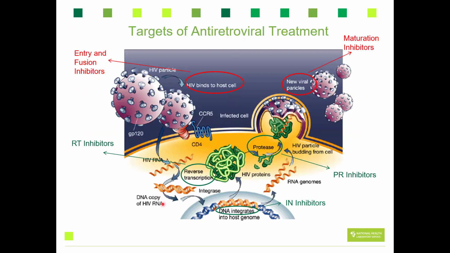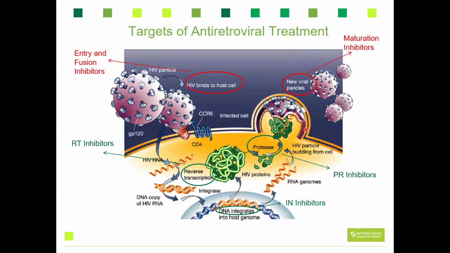There are reverse transcriptase inhibitors, which are NRTIs and NNRTIs. Then we have integrase inhibitors that inhibit the integration of the viral genome into the host genome. We have protease inhibitors. Those ones will inhibit once you have your polyproteins, so the translation from RNA into your proteins, it will cleave them into functional proteins, and that process is prevented by protease inhibitors. And then there are also some maturation inhibitors.